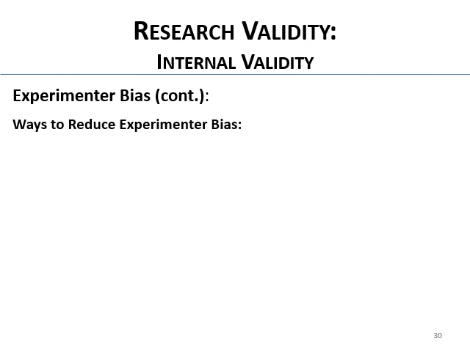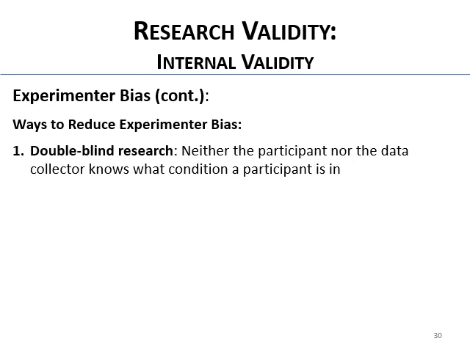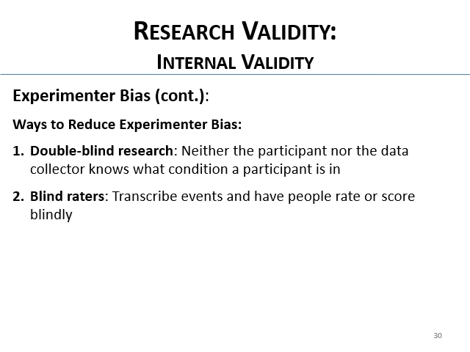So how do you fight experimenter bias? What are the ways that you can actually reduce it? Number one is double-blind research. This is why this is the standard for clinical trials in epidemiology, for example. Again, neither the participant nor those persons who are collecting the data or administering the treatments know what condition any particular participant is in, so they can't therefore bias it with expectancy effects.